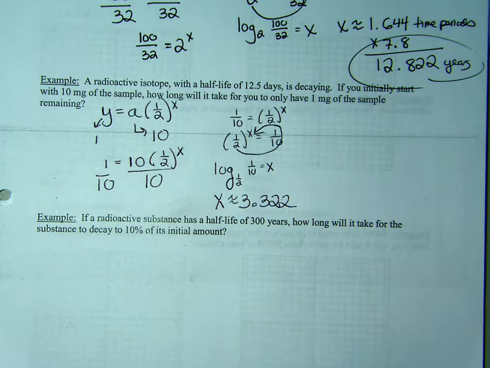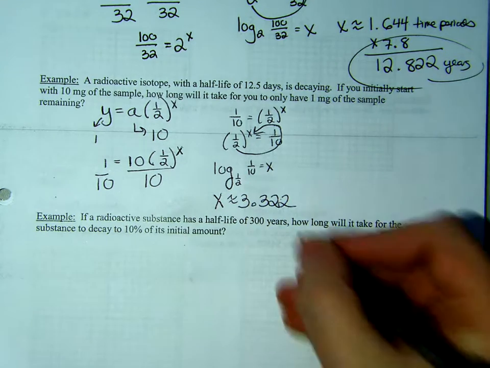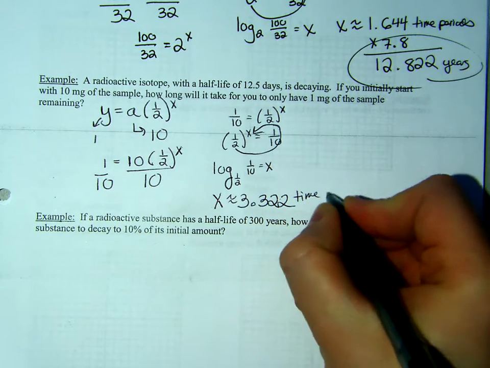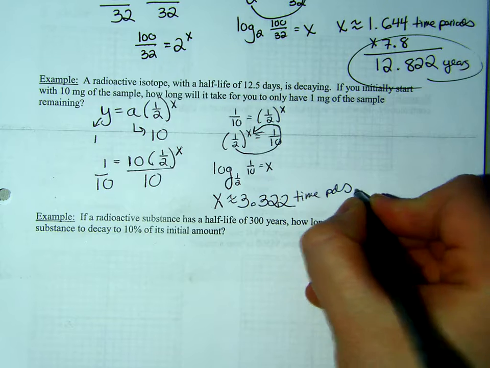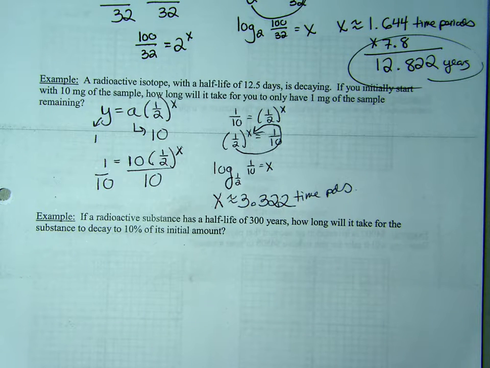Well, listening to the conversation happening over there, it sounds like we should get about 3.322 when we round it to 3 places. Is that the answer? Is that how long we should wait? No. What does this tell us? Time periods. You're waiting that many time periods. So how do we figure out days, years, hours?